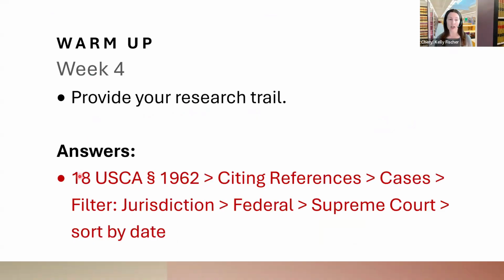And then your research trail could have looked something like this. So since we're just doing a research trail for question 2, we were already at the statute. So it just begins with the statute. And then from there, citing references tab, cases, we're going to filter by jurisdiction, federal, Supreme Court. And then once we were there, we sorted by date. So that tells me all the steps I just ran through in a nice, tidy research trail.